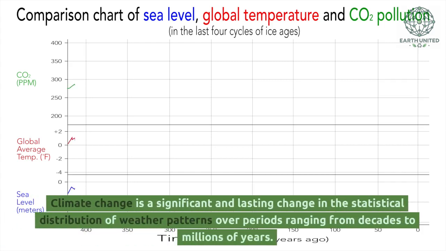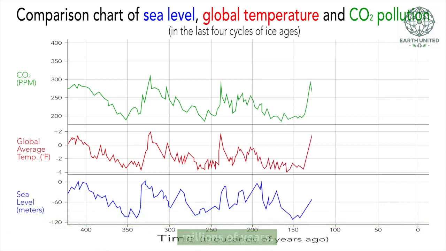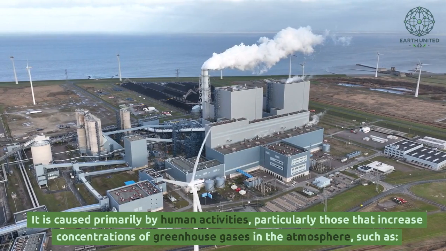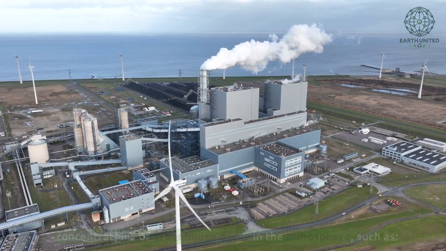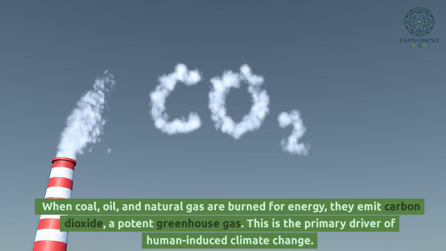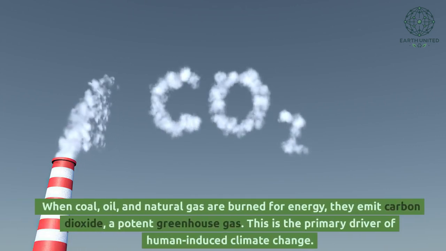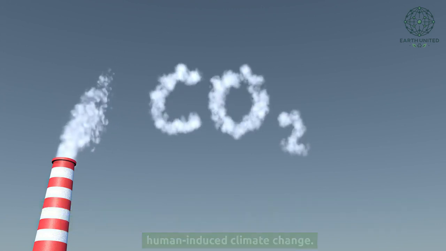Climate change is a significant and lasting change in the statistical distribution of weather patterns over periods ranging from decades to millions of years. It is caused primarily by human activities, particularly those that increase concentrations of greenhouse gases in the atmosphere, such as when coal, oil, and natural gas are burned for energy, they emit carbon dioxide, a potent greenhouse gas. This is the primary driver of human-induced climate change.